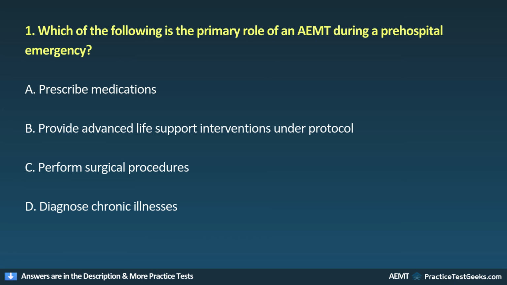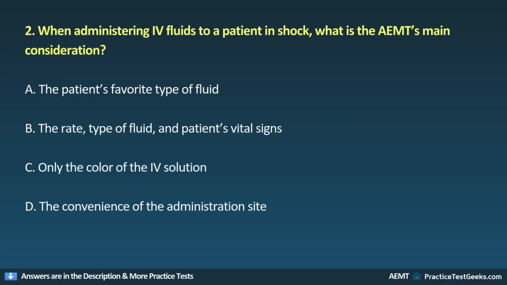1. Which of the following is the primary role of an AEMT during a pre-hospital emergency? A. Prescribe medications. B. Provide advanced life support interventions under protocol. C. Perform surgical procedures. D. Diagnose chronic illnesses.